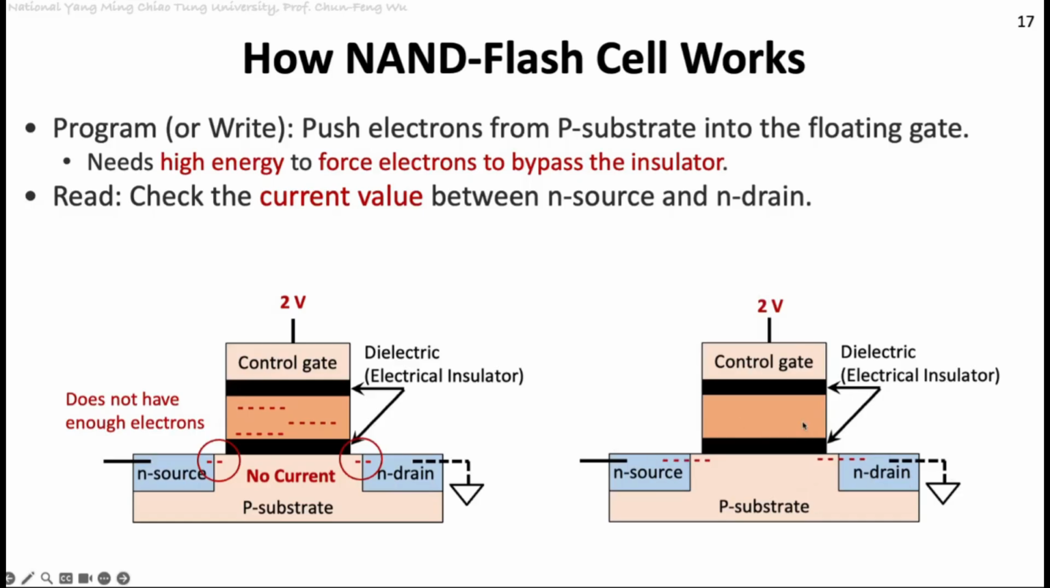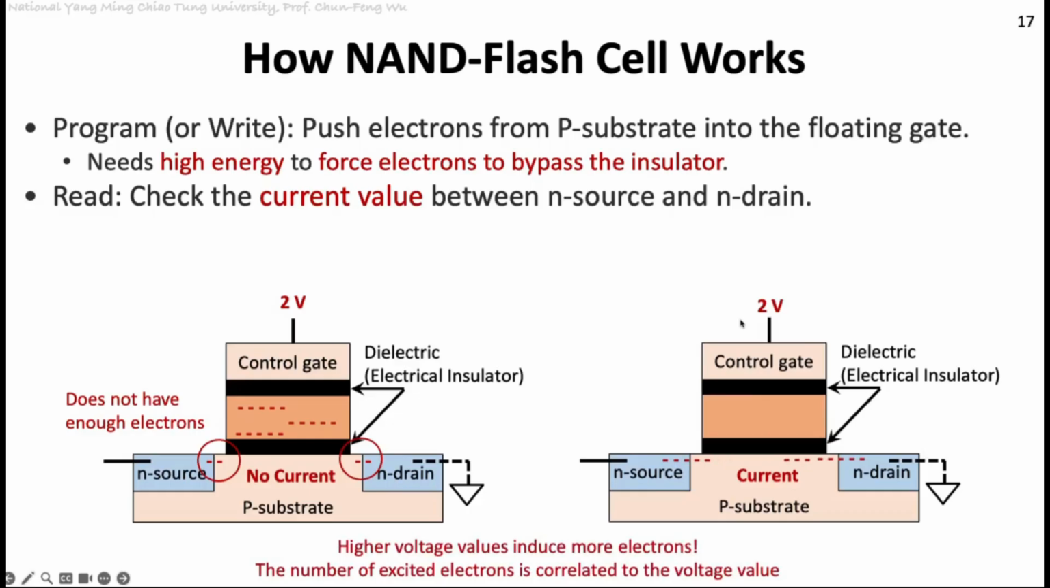But because there are enough electrons, there will be some current generated between the N source and N drain, and then we can get the current from the end of the bit line, because this is a bit line, so we can say, hey, we know there are no electrons inside. So 2 volt is something we need to finally calculate. We need to calculate how many electrons there are around when you are using the 2 volt. I mean, those parameters should be fine-tuned when the SSD vendor is going to generate the SSD.